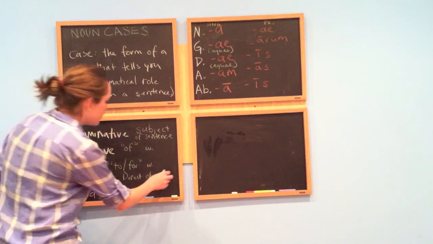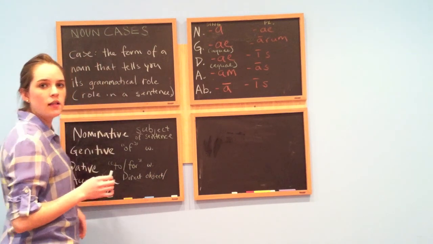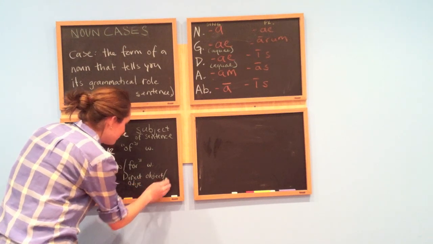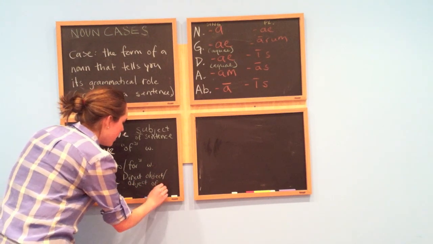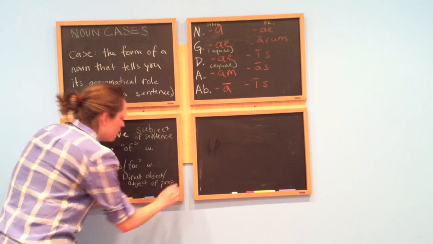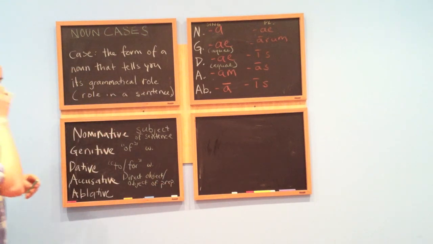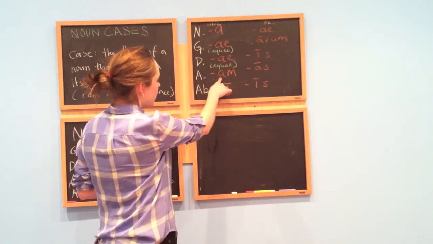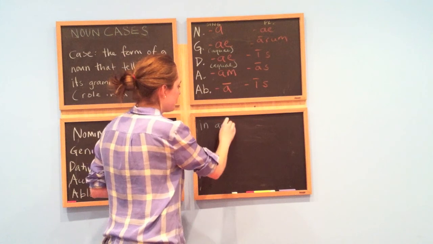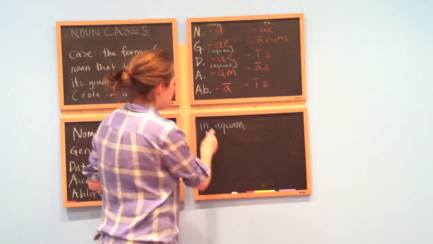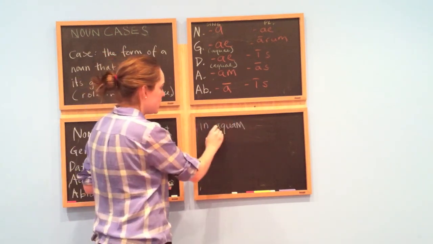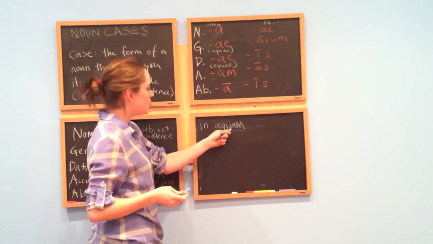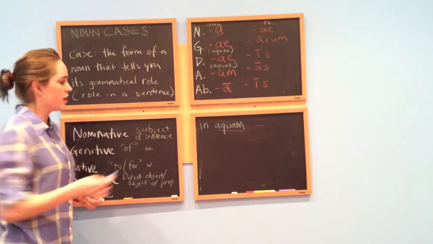Or sometimes the accusative is used for the object of a preposition. So we're going to say slash object of prep. An example of that, one preposition is in. If I had in, and then I have the water in the accusative, so it would be aquam, then in means into when it takes the accusative. And so the only reason that aquam is in the accusative here is because it's the object of the preposition in.